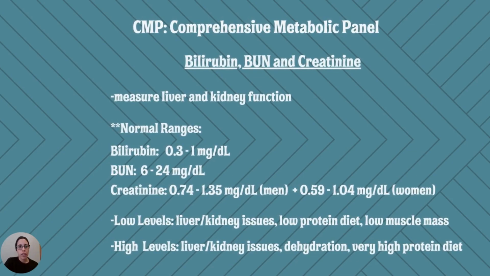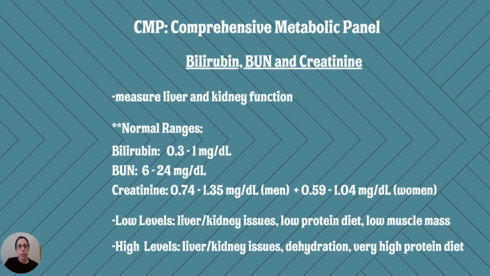So the next three values as part of the comprehensive metabolic panel are your bilirubin, BUN, which is your blood urea nitrogen, and creatinine. These are three values that measure your liver and kidney function. The normal ranges are listed on your screen there. Note that creatinine values are different for men and women. So low levels of these are indicative of liver and kidney issues. A low protein diet can cause these to be low, as well as low muscle mass. And then high levels are also indicative of liver and kidney issues, and can also be caused by dehydration as well as a very high protein diet. So these three lab values are more related to your protein intake than the total protein and the albumin that we discussed.